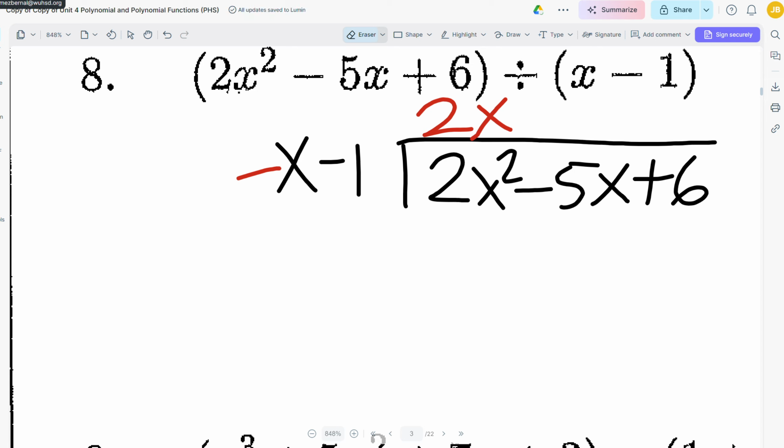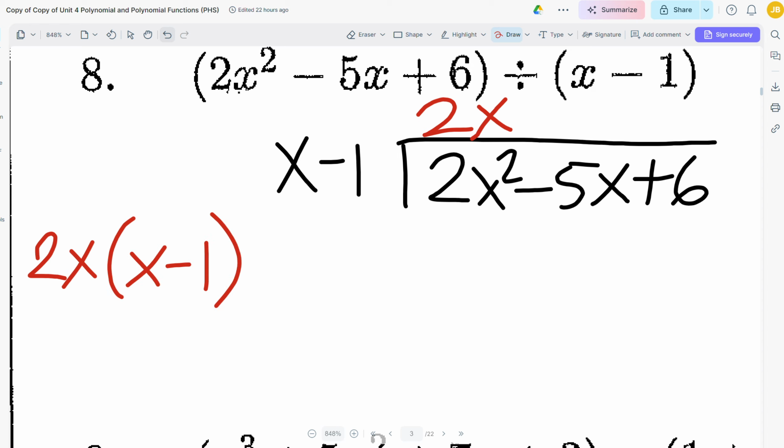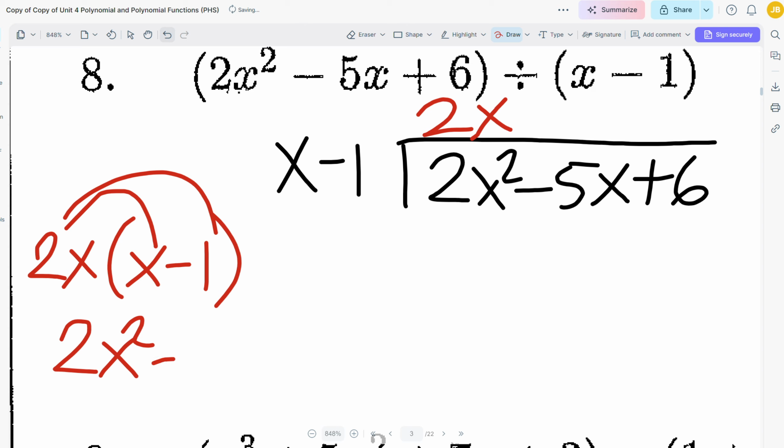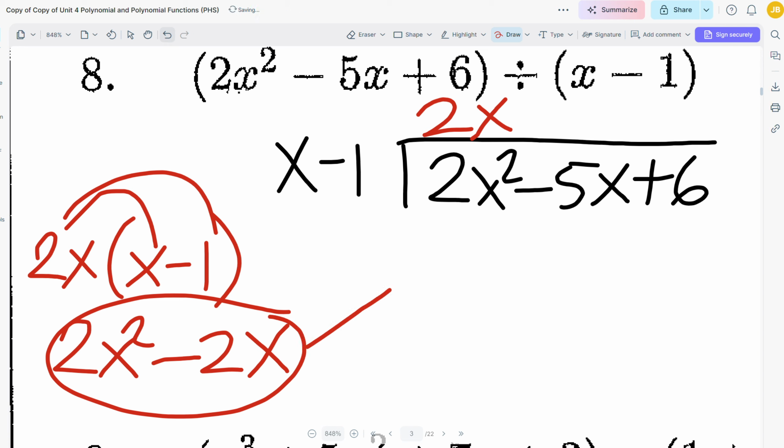And then with this 2x, I'm going to go ahead and distribute it to the x minus 1. So we're going to have 2x, parentheses x minus 1, distribute. 2x times x is 2x squared. 2x times a negative 1 is negative 2x. And now I'm going to go ahead and write this right below the 2x squared minus 5x.